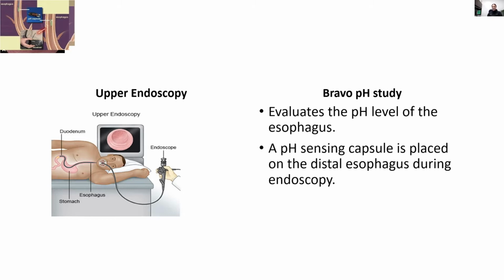The Bravo pH study is a test that's done with the use of a special wireless capsule, and that is sometimes placed during an upper endoscopy. They implant the capsule at the lower part of the esophagus. What that capsule does is it's basically checking the pH of the lower esophagus. So if somebody has acid reflux, it's going to be getting readings that suggest that it's a very acidic environment. And then after a few days, the capsule usually falls off and it passes through your digestive system and you poop it out.